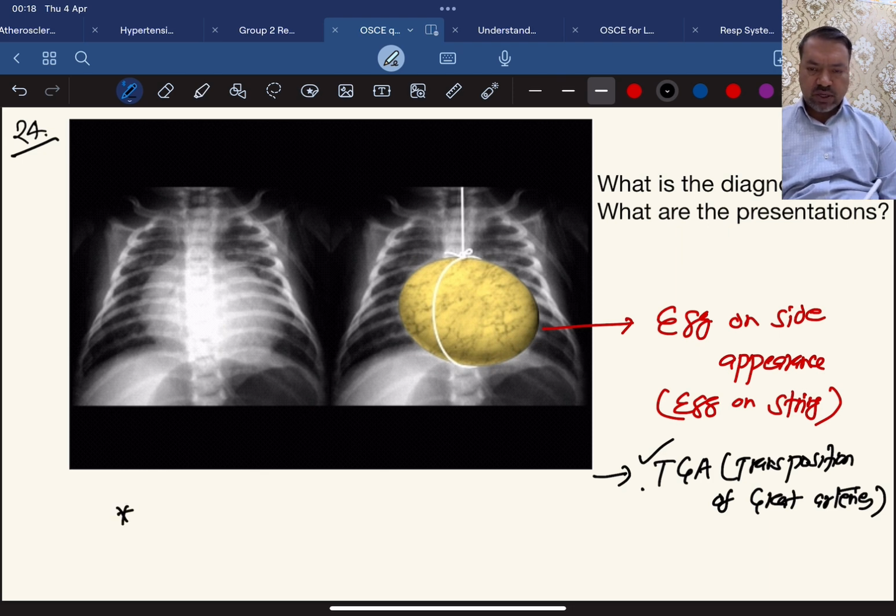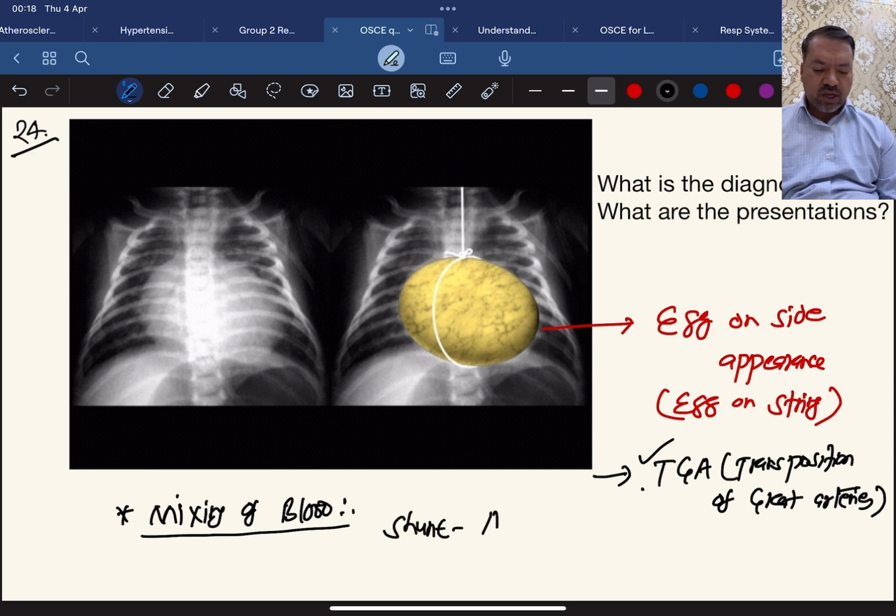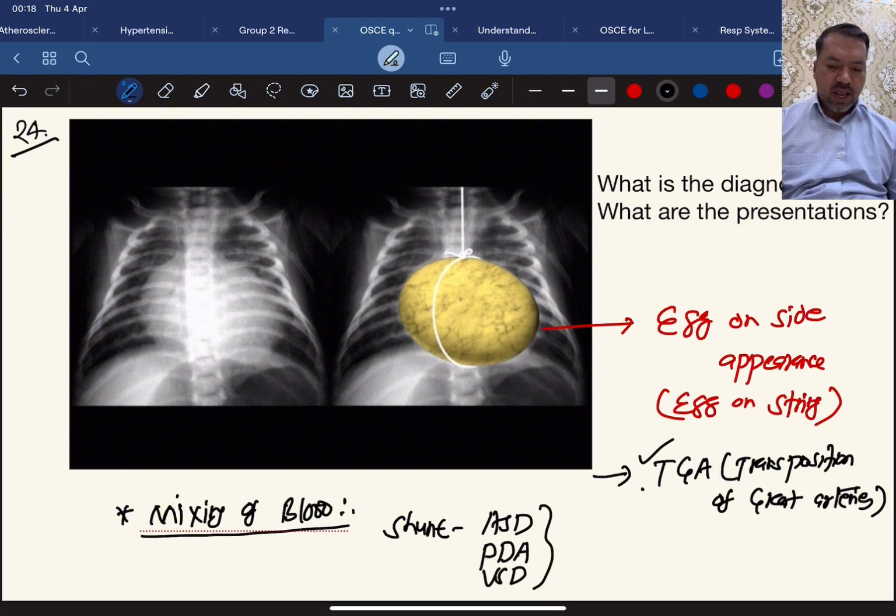Okay, now see there. So what are the ways of mixing of the blood? This mixing of the blood can occur because of a shunt, and this shunt can be ASD, can be PDA, or can be VSD. Okay, ASD and PDA can occur more commonly here along with this TGA.